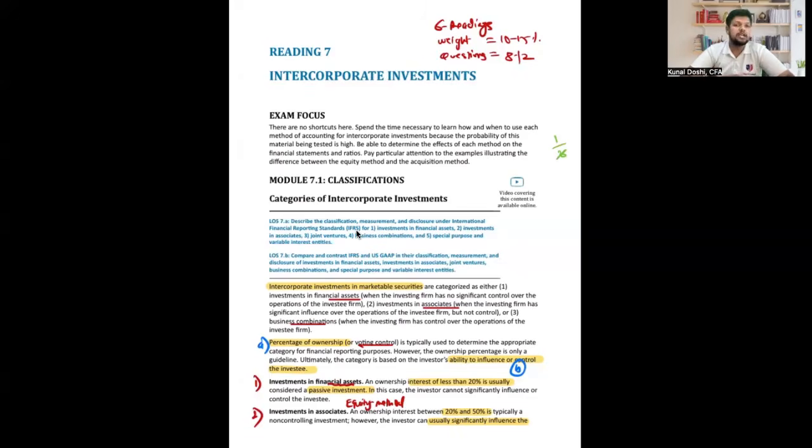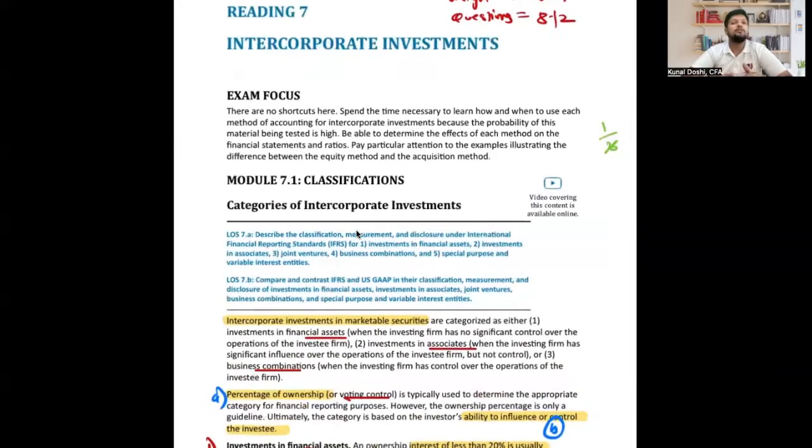Let's start with the first reading, that is intercorporate investments. In this reading, our focus is going to be when your company invests in other companies, right? Then how the accounting of that takes place. So how are we going to account for when we do investments? And that depends on the ownership stake. How much is your stake? Based on that and based on the degree of influence, we will understand the different accounting treatment.